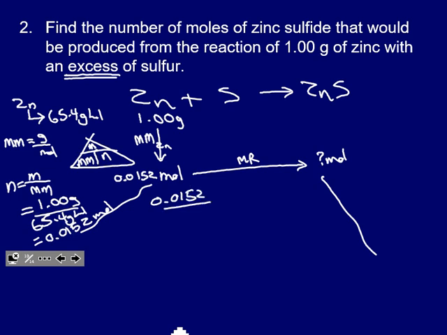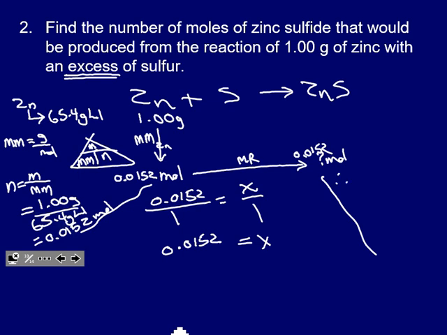0.0152 over 1 equals x over 1. That seems almost like a waste of time to write. If you didn't write that, I wouldn't be offended because I can see that it's a 1-to-1 ratio. That means x is 0.0152. You could even just write that right across there because it's 1-to-1. I'm okay with that. Oh, I'm done the question. I was going to turn that into grams, but I don't have to on this one.